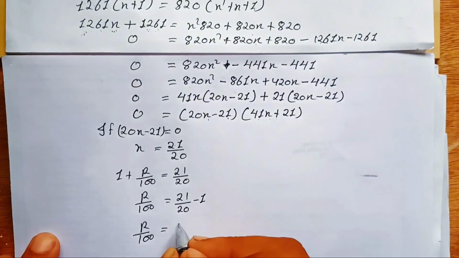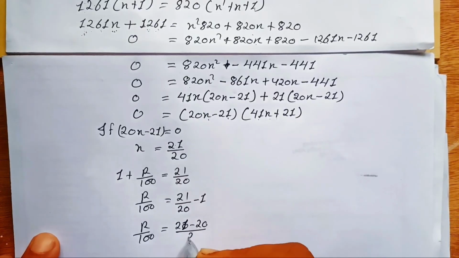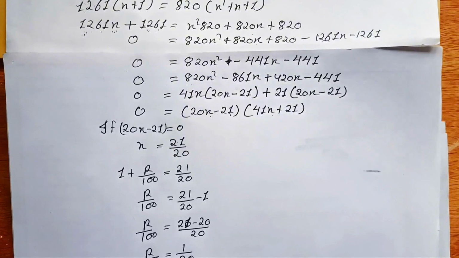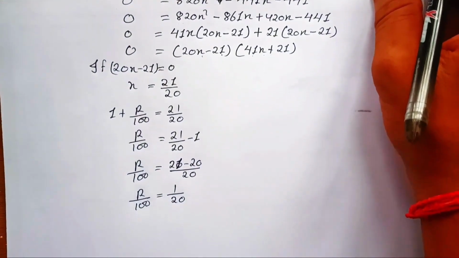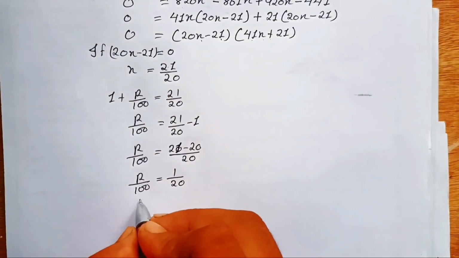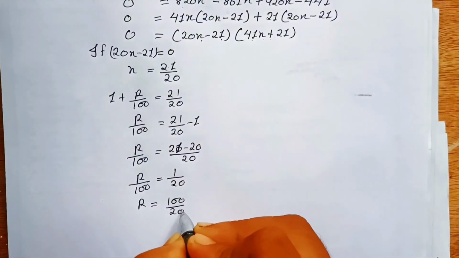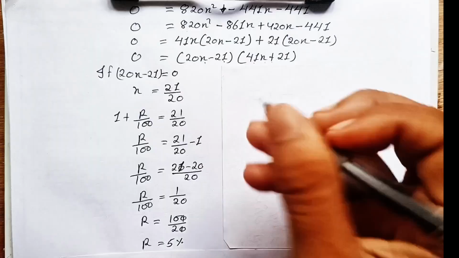On solving this we have 21 minus 20 upon 20, so r upon 100 is equal to 1 upon 20, and now we multiply both sides by 100. It becomes r equal to 100 upon 20. So here r comes to be 5%.